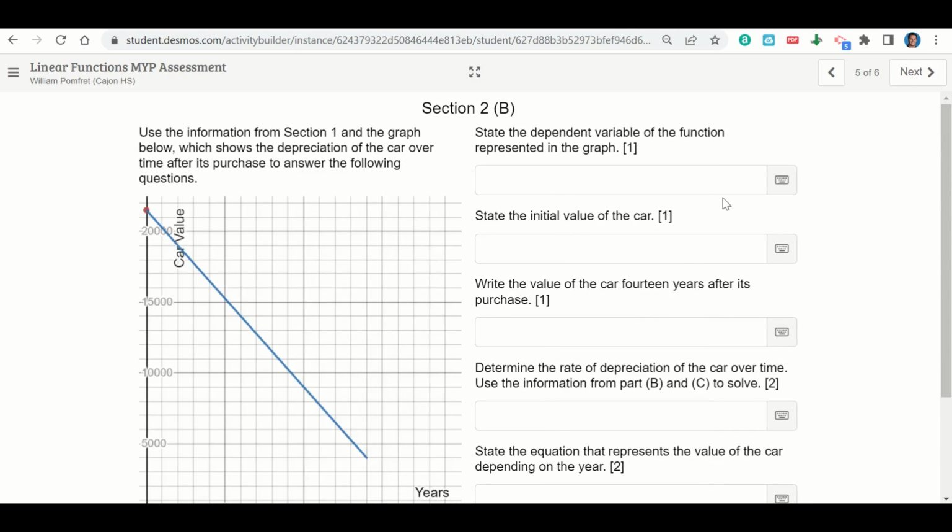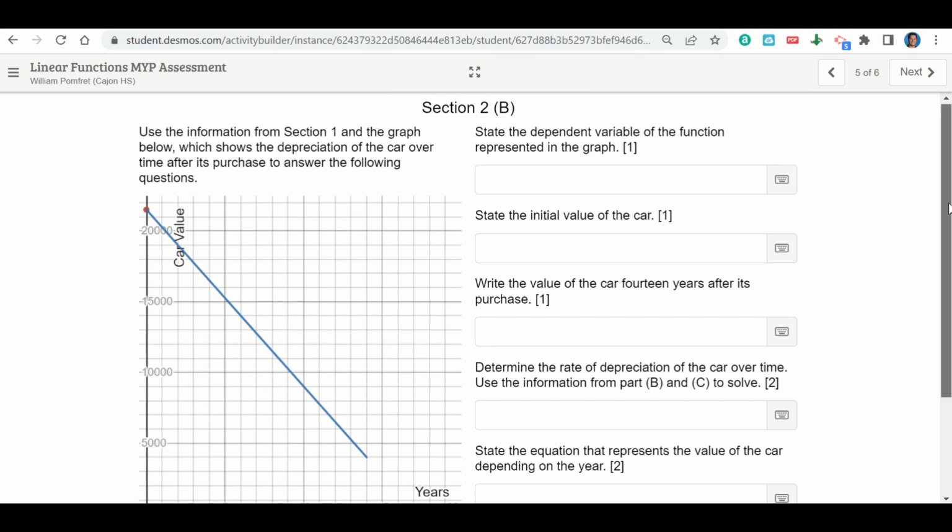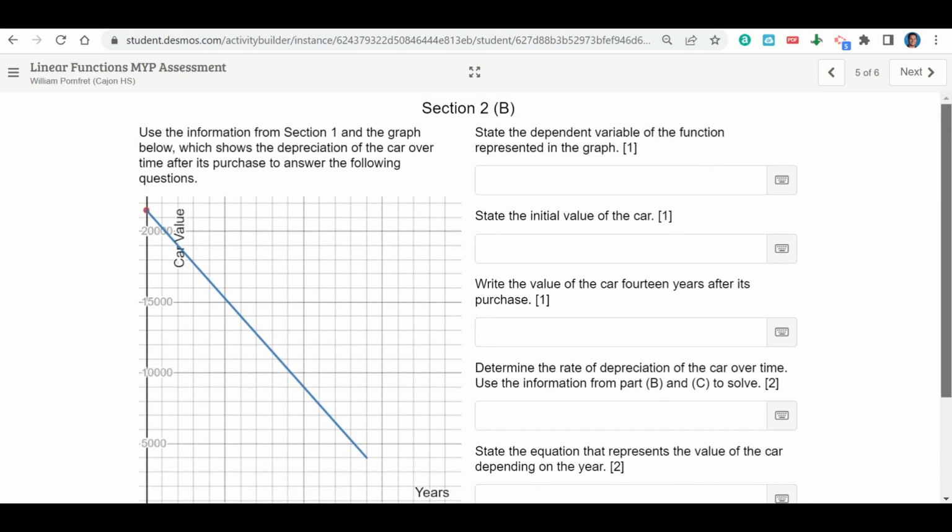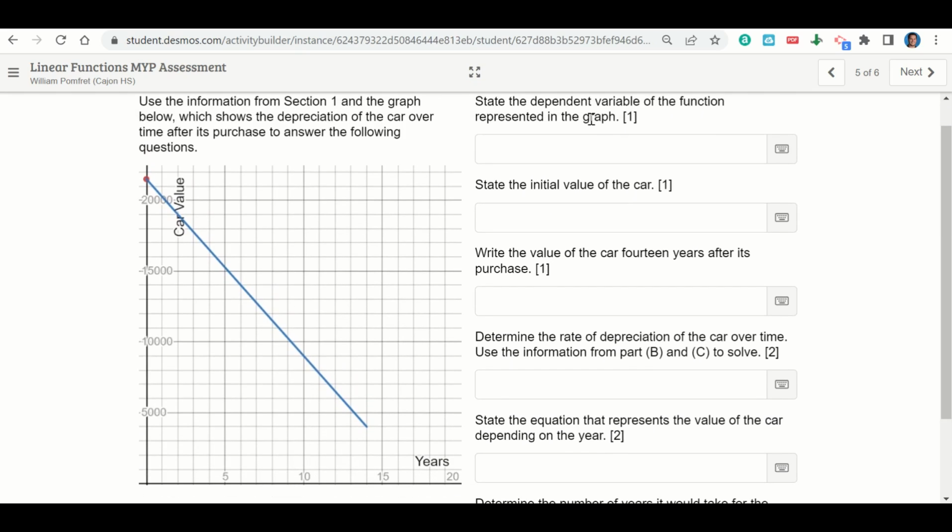Then for the next one, we're looking at a graph that represents the depreciation of the car. Depreciation means once you have already bought the car, its value starts to drop. So you're going to answer these questions about the depreciation of the car. So the first one says, state the dependent variable of the function. The next one says, state the initial value of the car. So how much was it worth initially?